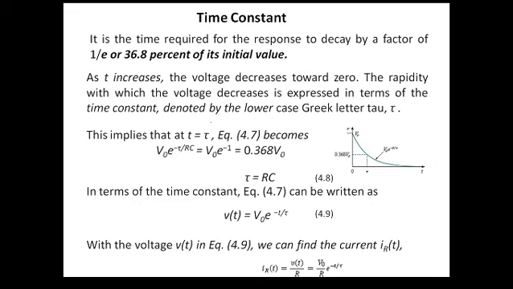Why are you taking IR? It is the current through the resistor. IR of t equals V of t by R. So what you will get here is V naught by R into e power minus t by tau. Okay, now we got the current also.